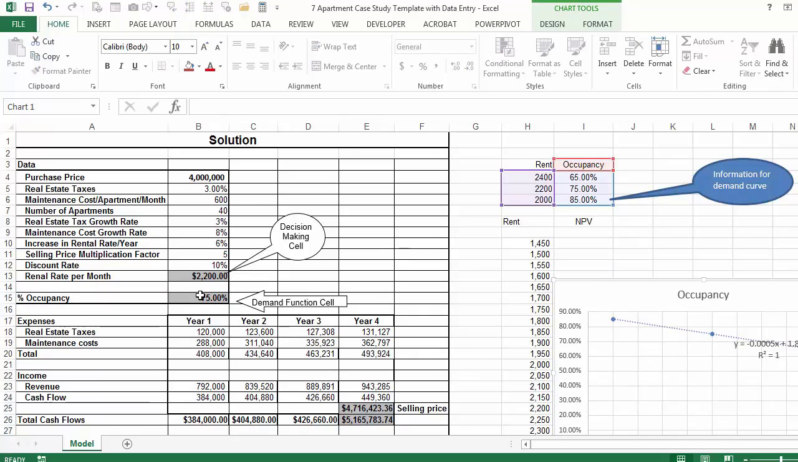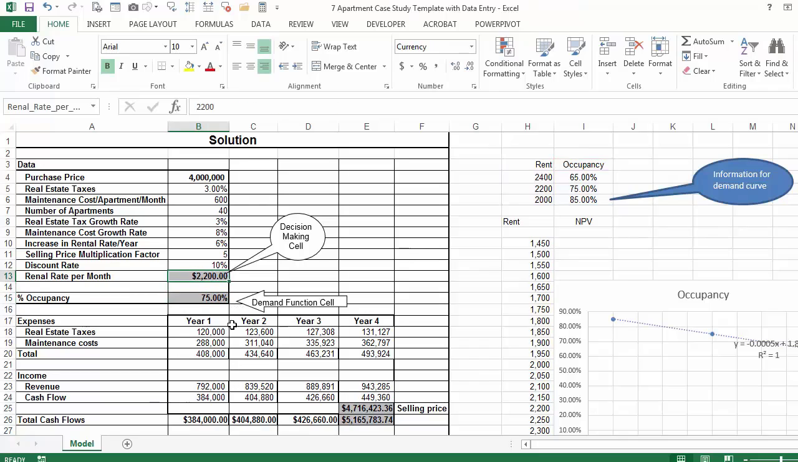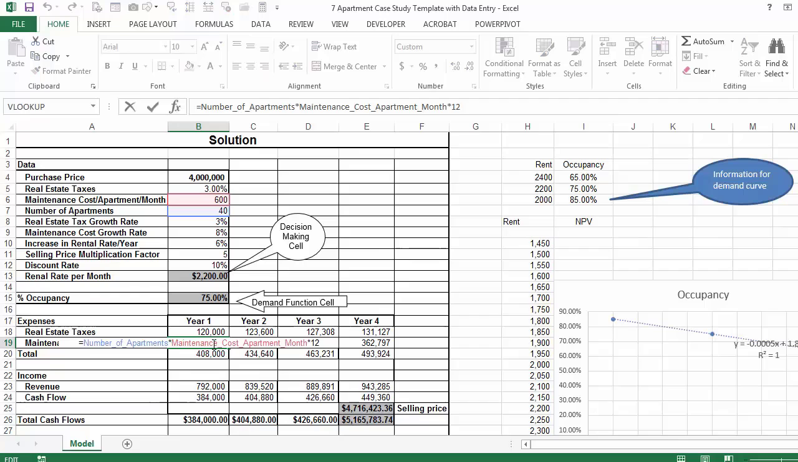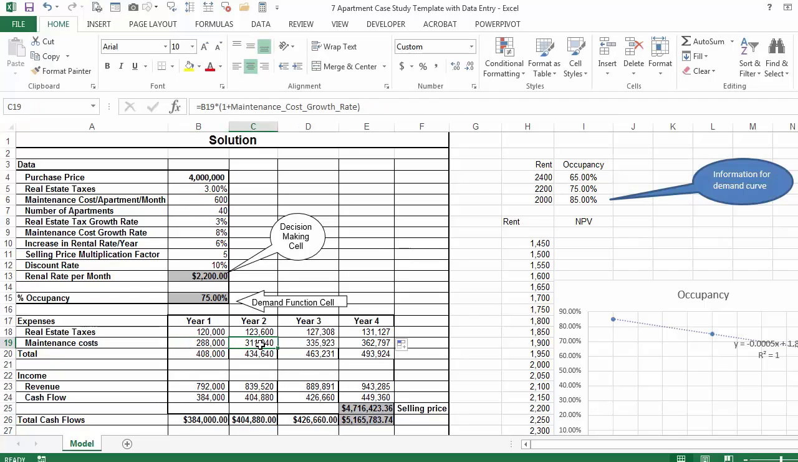When you have the demand function working, you can create the rest of the values here. Real estate is 3%, and then it increases 3% a year, and you can drag it to the rest of the years. Maintenance cost is the $600 times the number of apartments times 12, and then there is an increase of about 8% a year. We can drag it to the right. And these are the total costs for every one of the 4 years.